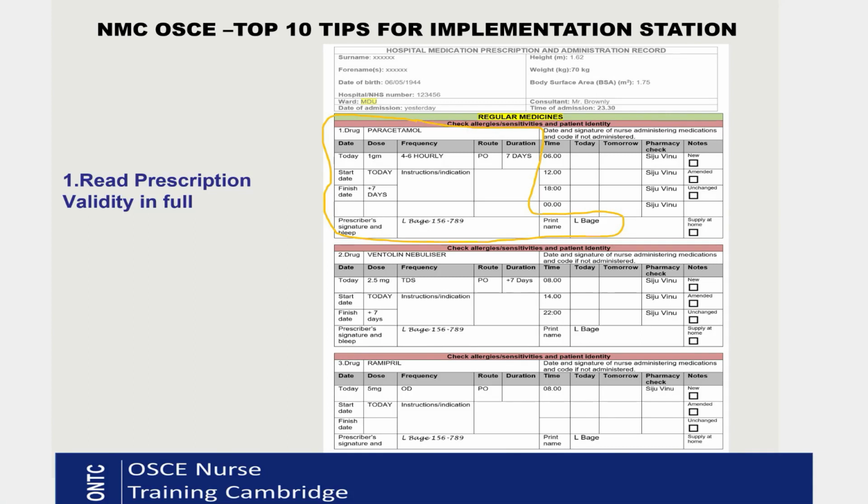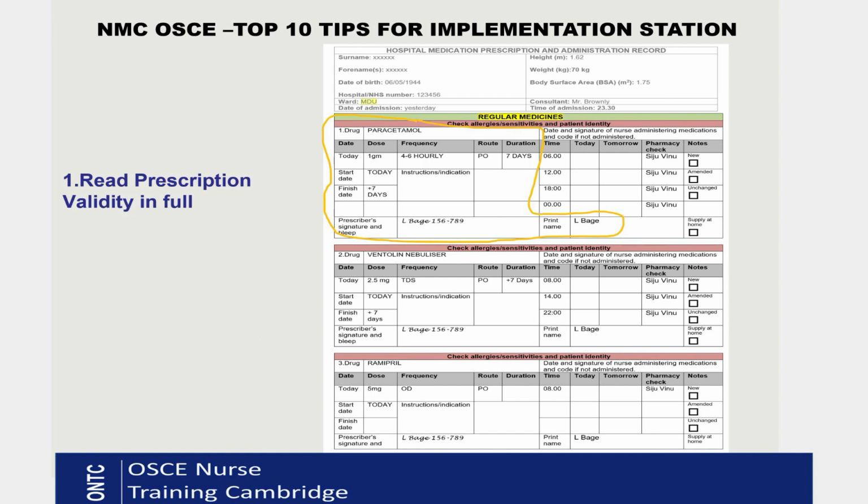So top 10 tips for implementation. The first one is, as you can see on your screen, read prescription validity in full. This is a very common fail in your exam. It means if you do not check the validity and legibility of the prescription clearly and verbalize it, your examiner can fail you, because this is a point in your marking criteria. So make sure you check the validity completely.